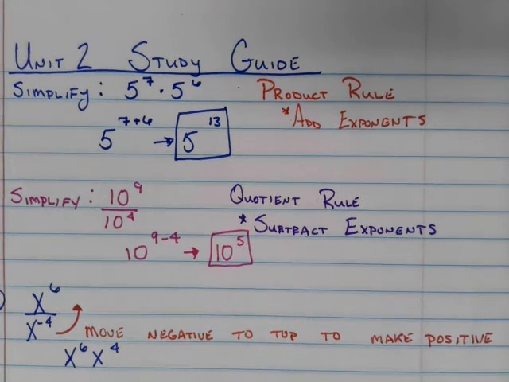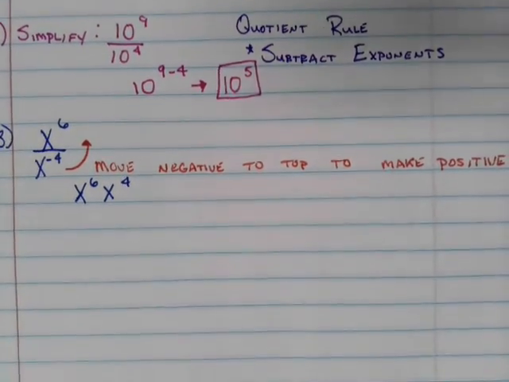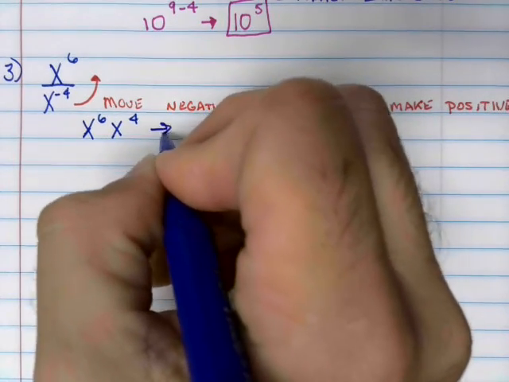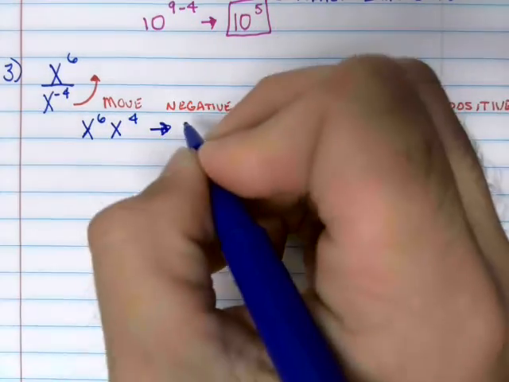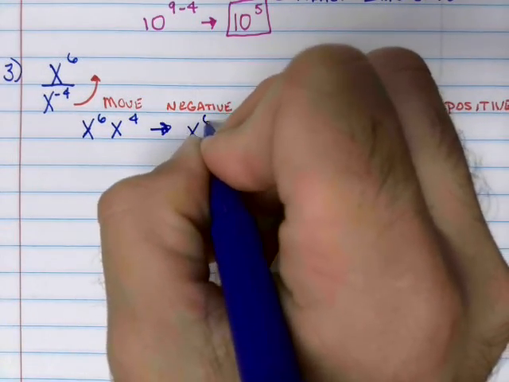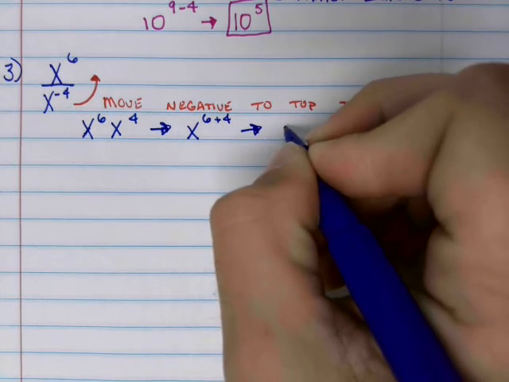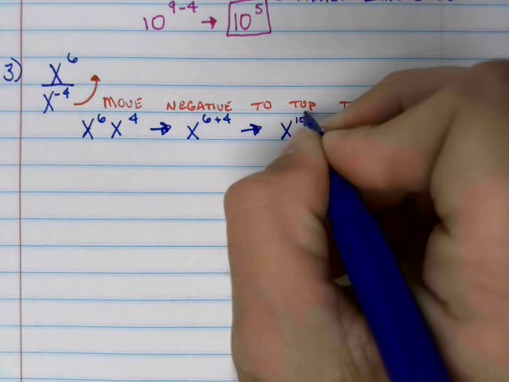We do the product rule. Once they're being multiplied, we do the product rule. So our product rule, as long as we have the same base, and we do, which is x, is x raised to the 6 plus 4, and 6 plus 4 is 10.